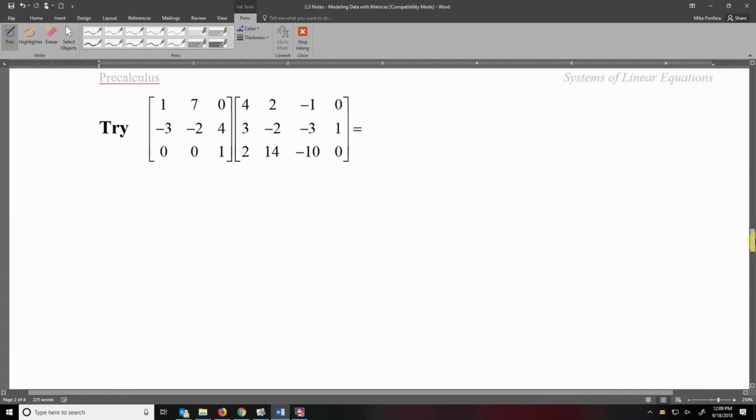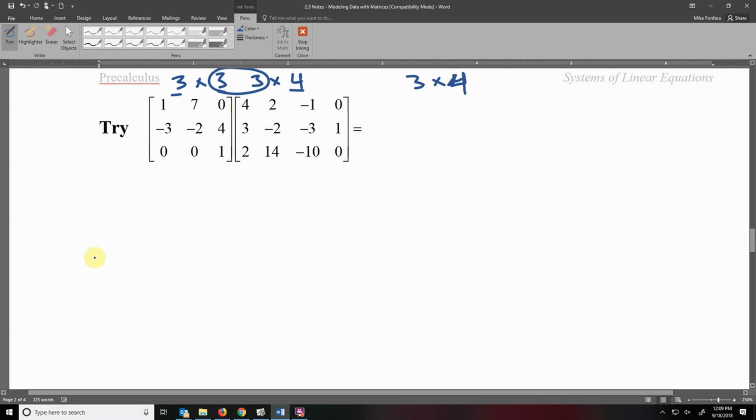Let's try another one, and this time we'll show a little bit less of the work. First of all, is this even possible to multiply? We've got 3 rows by 3 columns, and here we've got 3 rows by 4 columns. Inner dimensions match, so I can multiply these, and I know my result is going to be the outer dimensions. It's going to be a 3 by 4 matrix.